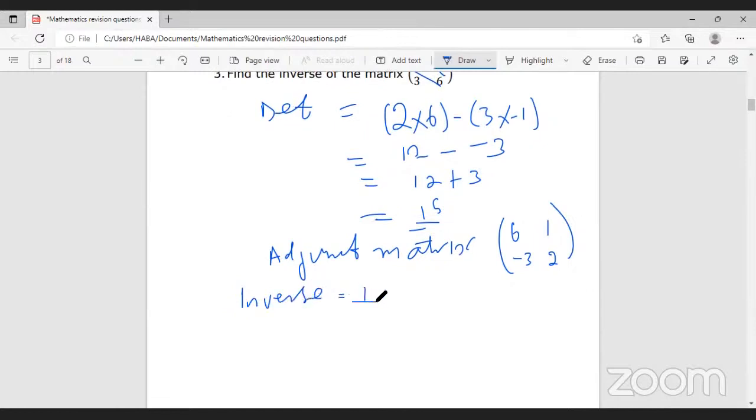And from there, we say our inverse will be 1 over determinant. We multiply it by the adjunct matrix. So this would be 1 divided by 15 into 6, 1, negative 3, and 2. And this would be the inverse of our matrix.